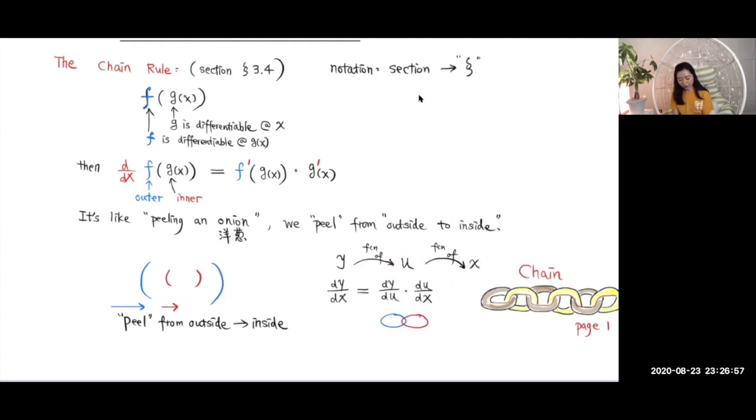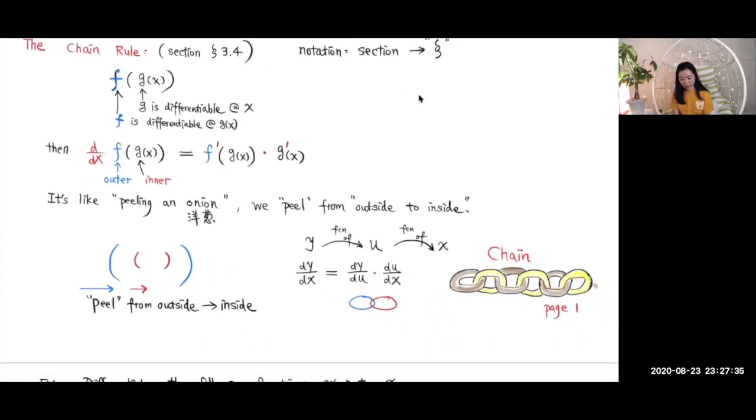Now if you look at this expression, it looks like the du cancels out, right? And gives you back dy dx. So this notation is a little bit easier to remember. It also reminds you of a chain: this is the first ring of the chain, and this is the second ring. If the function is a composite of multiple functions, then you will have more rings in the chain. So that's the chain rule.